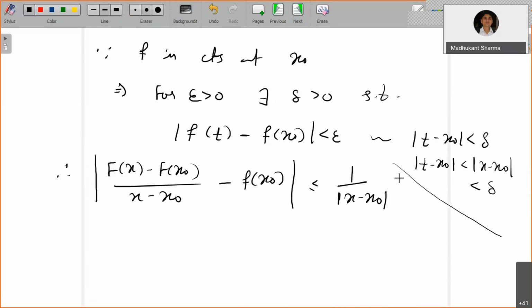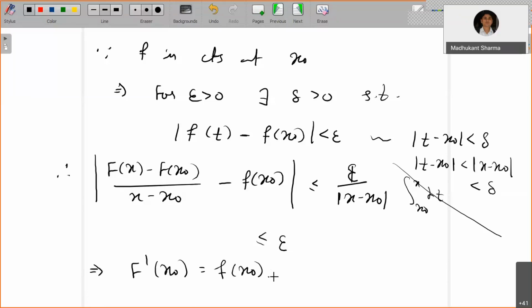Okay, so this is going to be epsilon times the integration from x naught to x dt. So this is certainly less than epsilon, because this is going to be less than or equal to mod x minus x naught, which gets cancelled from here. Okay, right. So this shows that the derivative F dash at x naught is equal to f of x.